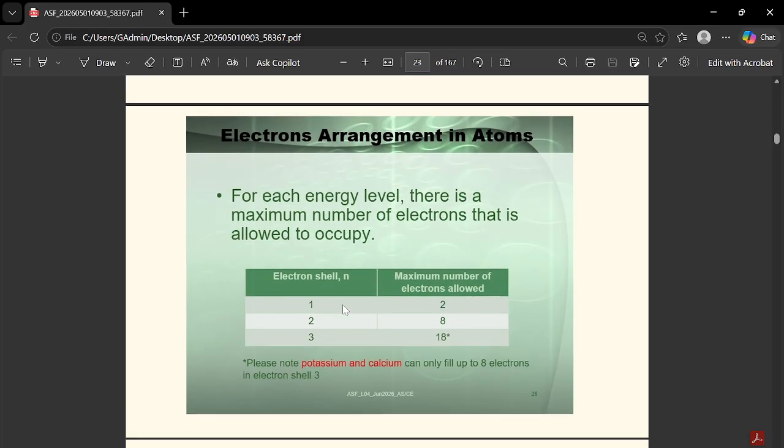Another thing I want to point out is that when we refer to the atomic structure of an element, you know how the first shell has 2 electrons, followed by 8 electrons, and then it can go up to 18 electrons. But elements like potassium as well as calcium can only fill up to 8 electrons in that third shell. The rest of the elements can fill all the way to 18.